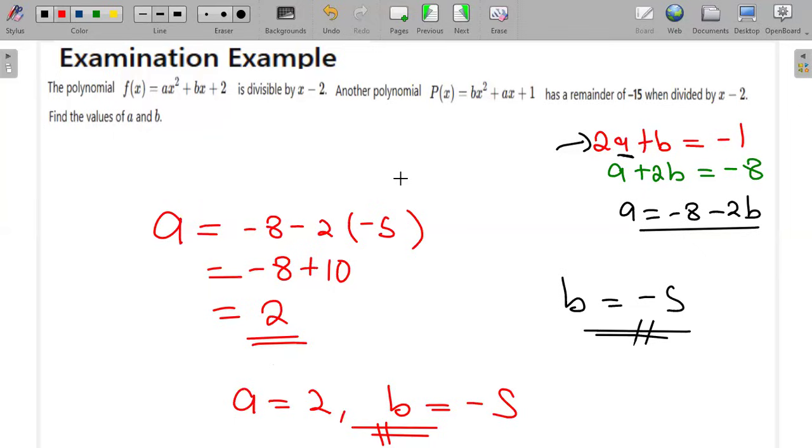Okay, so if there are no questions, that was the class for today. We're done. We've covered the factor and the remainder theorem. Next time we have math, we're going to look at long division in detail and synthetic division.